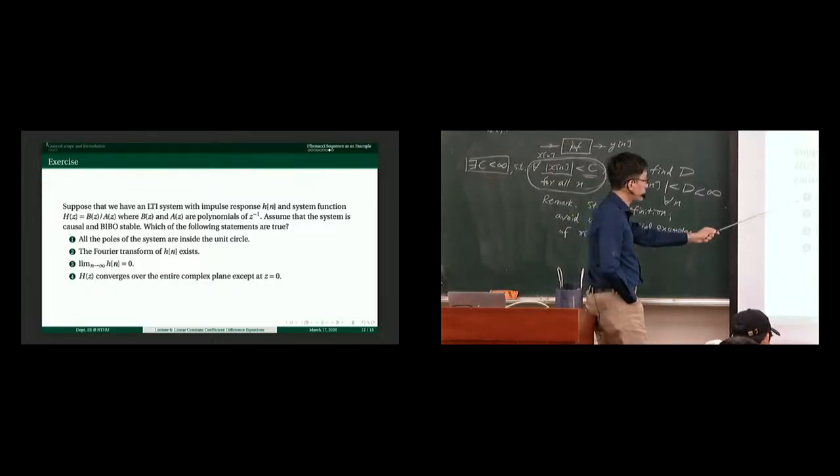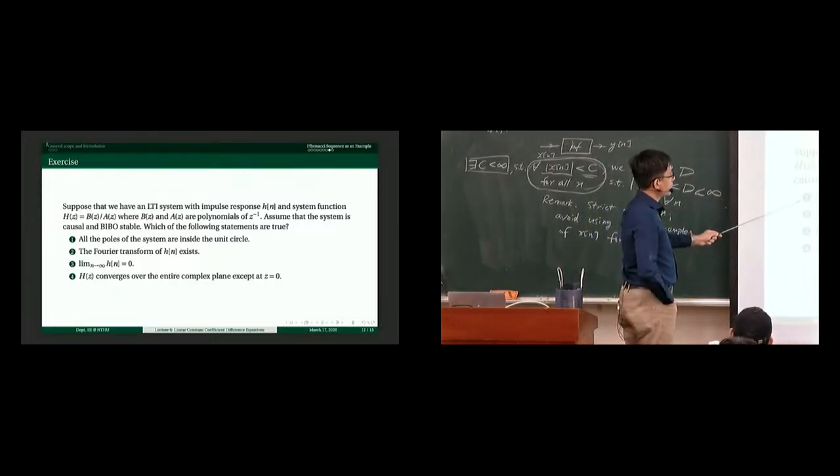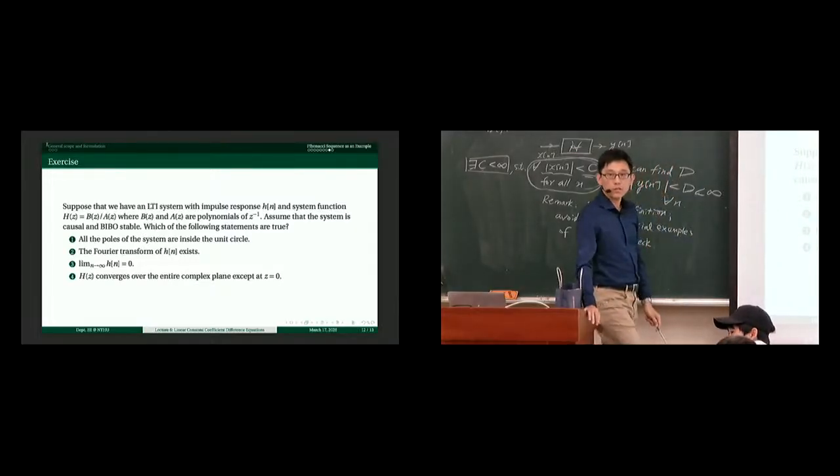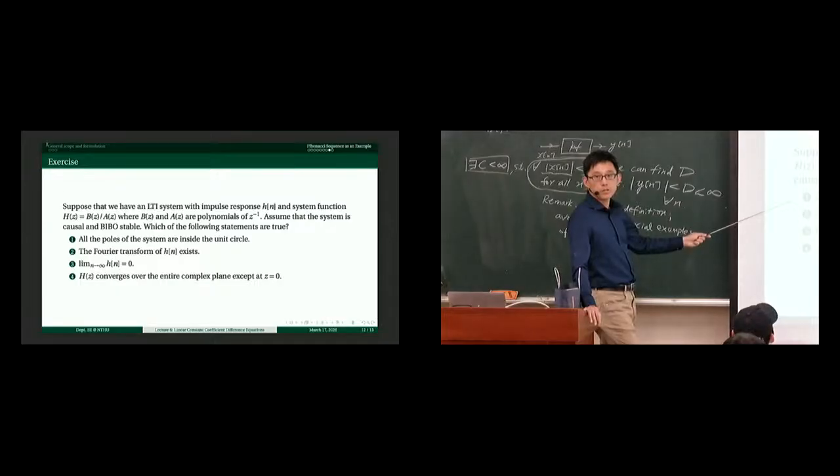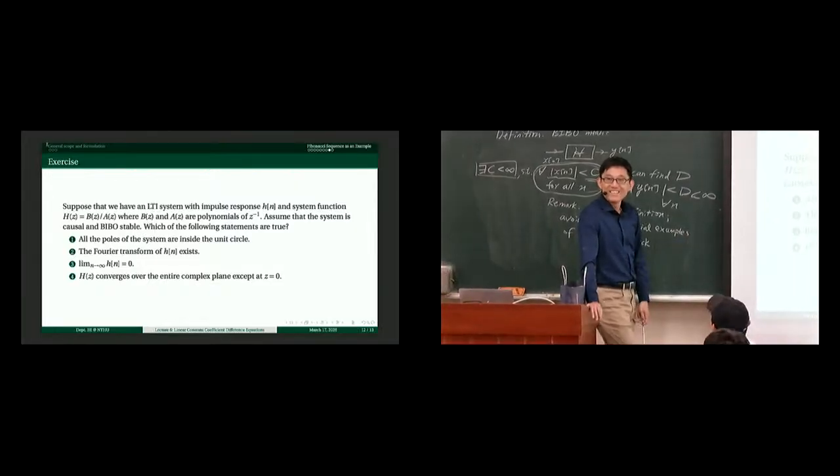Okay, so the first statement. Are all the poles of the system inside the unit circle? If they tell us this system is BIBO stable, are all the poles inside the unit circle? Secondly, does the Fourier transform of h exist? What is that? What the heck is that?